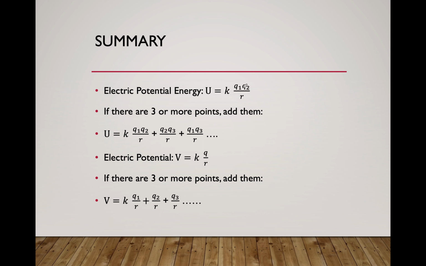Here's a summary then. Potential energy, kQ1Q2 over R squared. 3 or more points, you add all the points together. You do Q1Q2, Q2Q3, Q1Q3. Potential is kQ over R. At the 3 points, you just add them again. kQ1 over R, Q2 over R, Q3 over R. That's all you need to do for that.